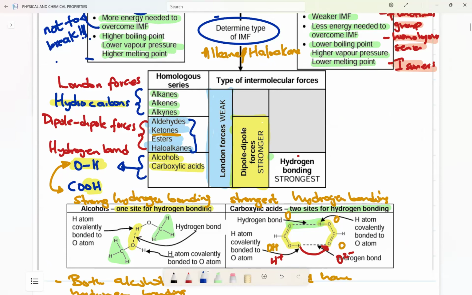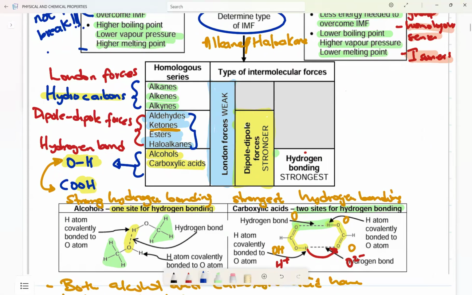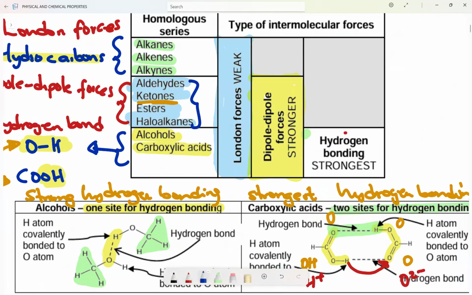If you want to remember this, you say alkanes, alkenes, alkynes all have London forces. Then the last ones, alcohol and carboxylic acid, have hydrogen bonds. It means the rest have dipole forces, the ones that are remaining. If you can't remember well, you can say aldehyde, ketone, ester, as well as haloalkane. You are really asked about ester, but just know it for fun's sake.